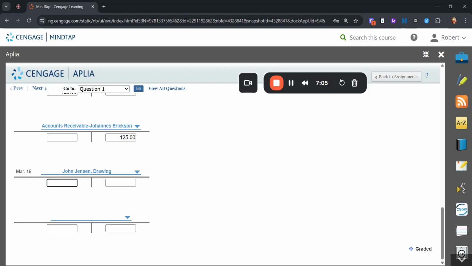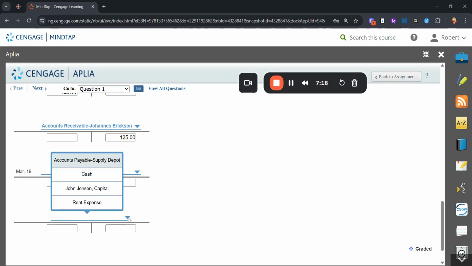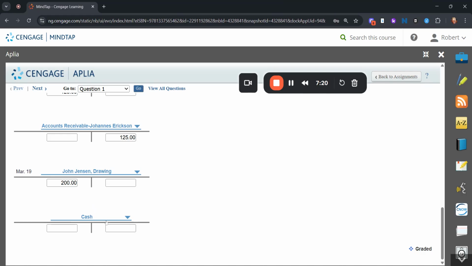So the money that John took out of the business decreases the value of the business. So that decrease goes on the debit side. And John took out cash, so cash went down, so that decrease in cash goes on the credit side. So there is the 2-3 work together.